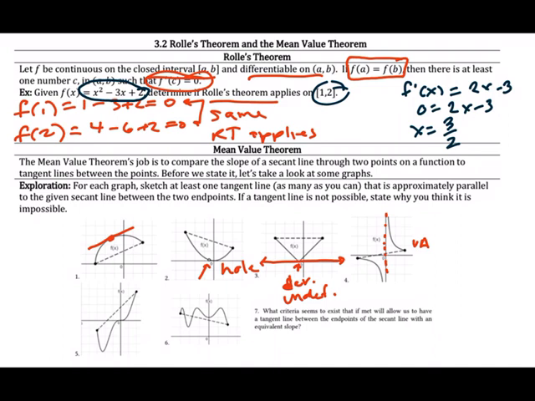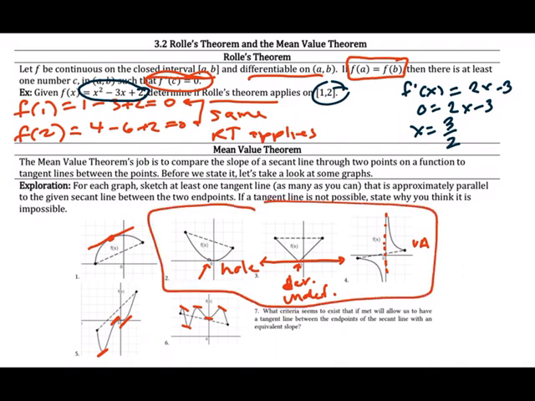If I look at 5, I could draw one here, I could do one here, and one here. If I look at 6, I could draw a tangent line that is parallel to that secant line in multiple places. So the only 3 that I could not do that on were these 3 right here.